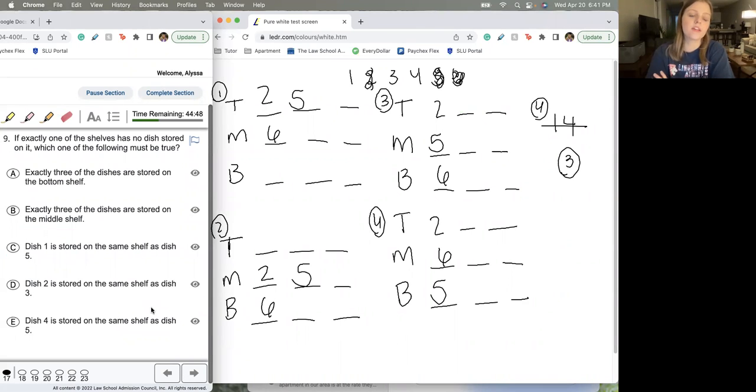Number 9 says, if exactly one of the shelves has no dishes stored on it, which one of the following must be true? Ooh, I did not talk about this, but in no way did our scenario indicate or say that all of our shelves have to have at least one dish on it. So technically we could have one shelf completely empty. And that actually can happen in 1 and 2.